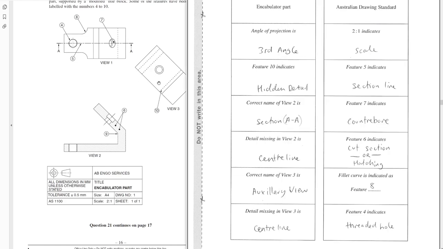View 3 is an auxiliary view. That's where you're giving a view rather than being a side view. They've just rotated. It's any additional view. So where have we seen these sorts of things? I'll just quickly pause and I'll get a note that we can look at.